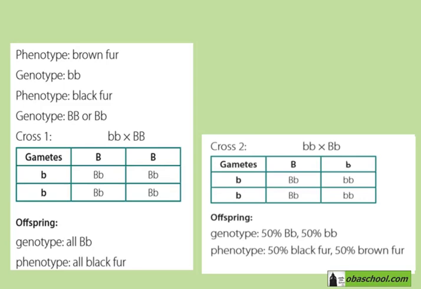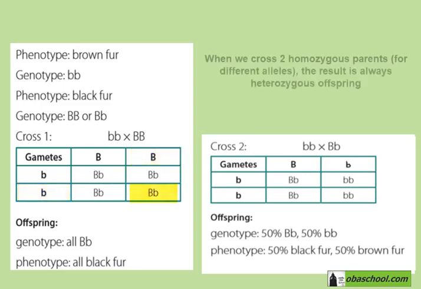So, what we do is, we try the first option. We cross gamete A for parent number 1 with gamete A, parent number 2. We get capital B, lowercase b. Now we cross gamete A of parent number 1 with gamete B of parent number 2. We get the same result, and then we go to gamete B of parent number 1. We cross it with gamete A of parent number 2. We get the same results, and then gamete B of parent number 1 with gamete B of parent number 2, also capital B, lowercase b. So when we cross two homozygous parents for different alleles, the result is always, in all cases, a heterozygous offspring.